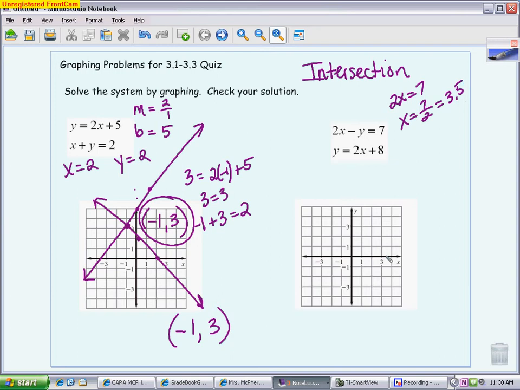So I'm going to put that on my x-axis. And then y, I get negative y equals 7. So that means y equals negative 7. And again, I'm going to have to extend my graph a little bit. Negative 6, negative 7 down here.